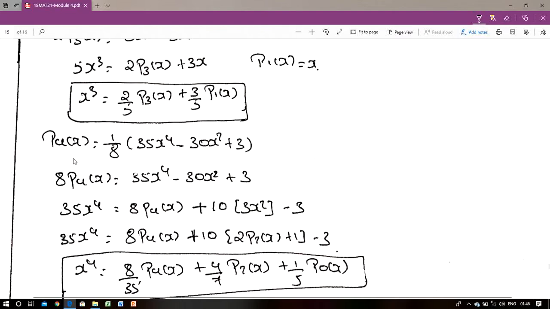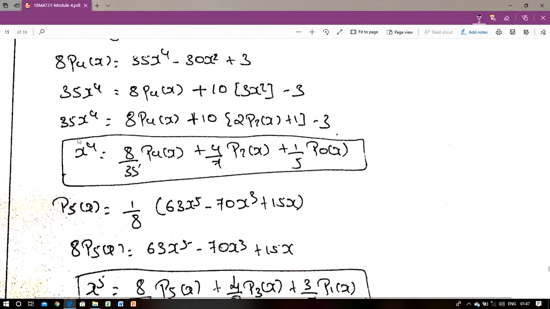Next we come to P4 of x. P4 of x can be written as 1 by 8 into (35x to the power of 4 minus 30x square plus 3). Then by cross multiplication, 8 into P4 of x is equal to 35x to the power of 4 minus 30x square plus 3. We have to find x to the power of 4 now. So 35x to the power of 4 is equal to 8 into P4 of x plus 10 into (3x square minus 3), since 30 can be written as 10 into 3. At last we simplify, and we get x to the power of 4 is equal to 8 by 35 into P4 of x plus 4 by 7 into P2 of x plus 1 by 5 into P0 of x.